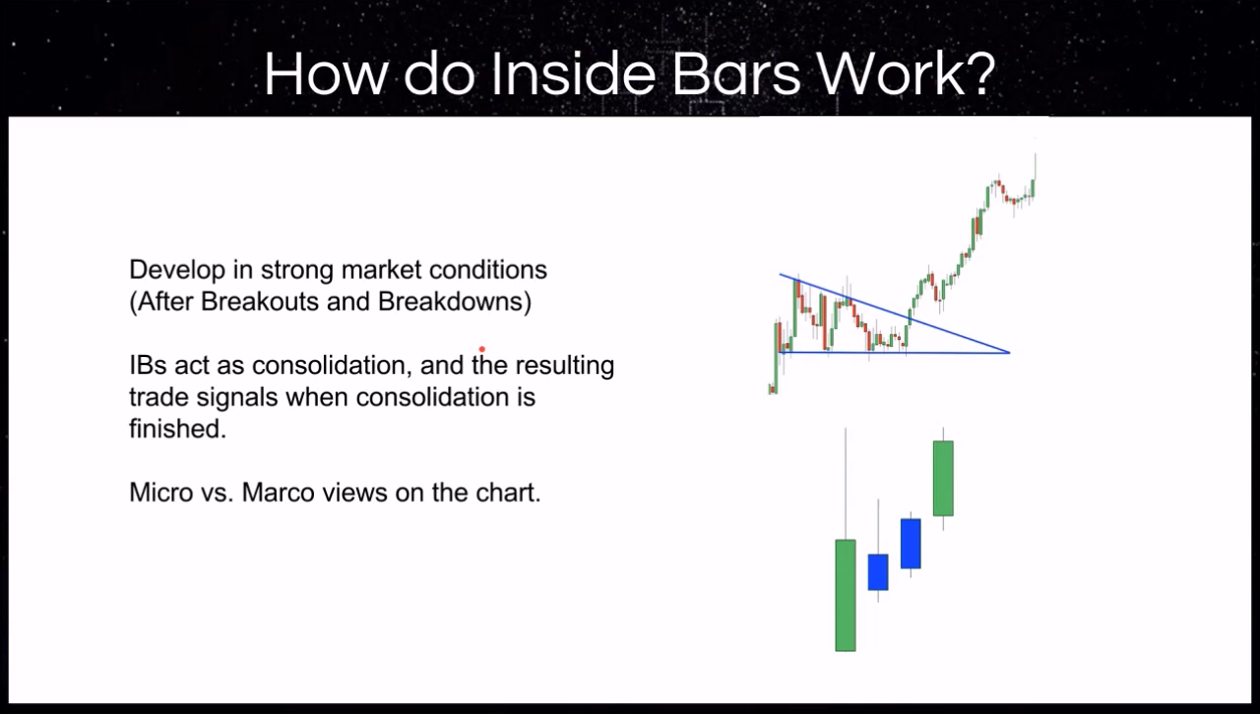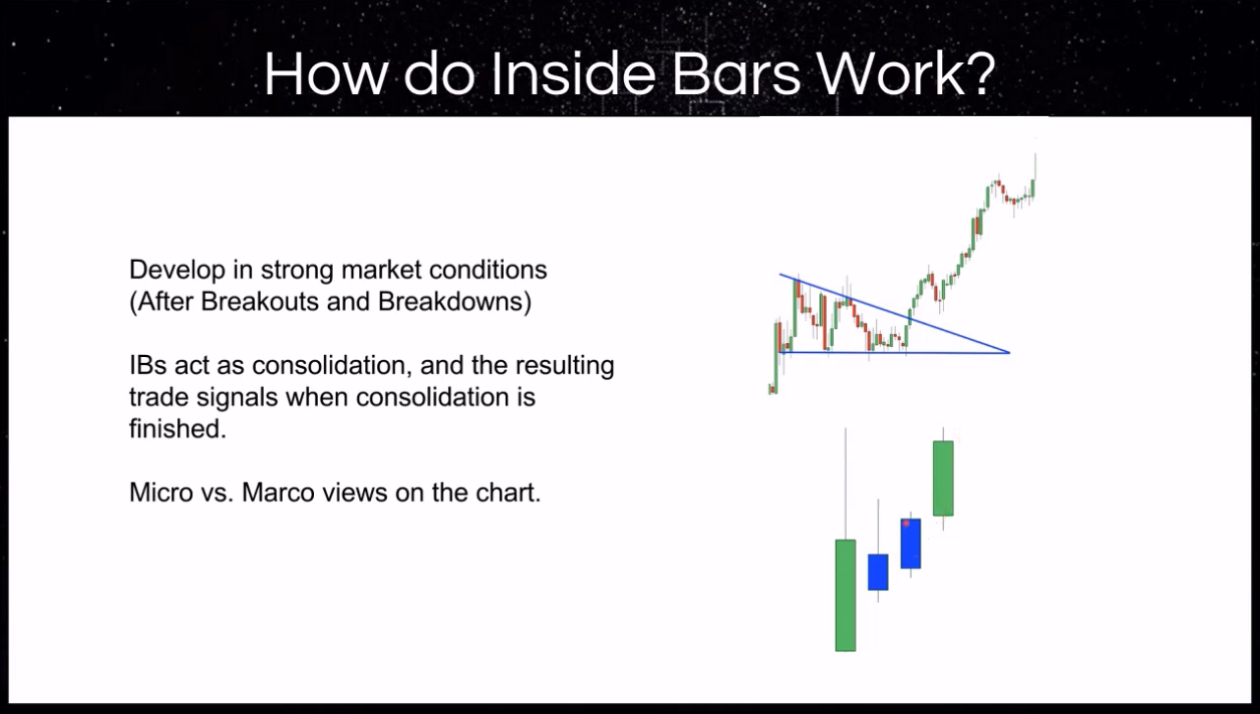Now, how do inside bars work? They develop in strong market conditions after breakouts or breakdowns. So you see a strong breakout, you see the price slow down and trade sideways while we consolidate. Here's an example right here where we have a large range candlestick on a breakout. Then we see a smaller range and a tighter range, 2 inside bars in a row before we finally get a bull break and continuation.